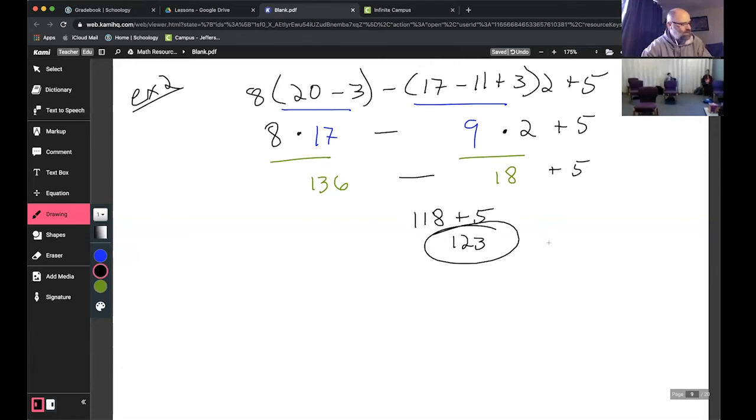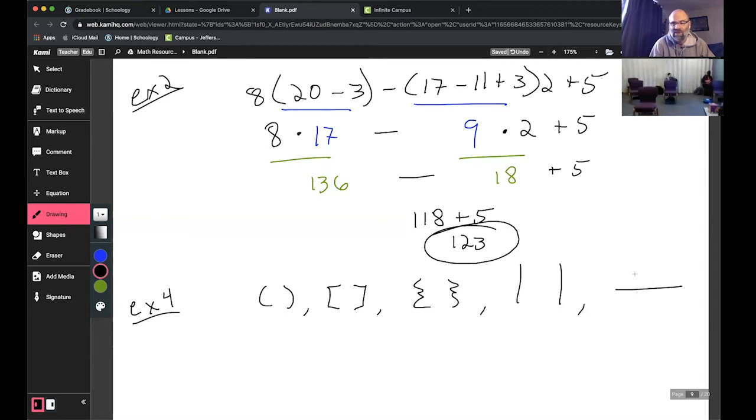Okay, let's do one more example. Sometimes I have what we call inception problems. We have parentheses within parentheses within parentheses sometimes. So we use different symbols of inclusion. We can use parentheses, brackets, braces, and we can even use absolute value symbols. And we can also use division bars. But for now, let's just look at these three here.